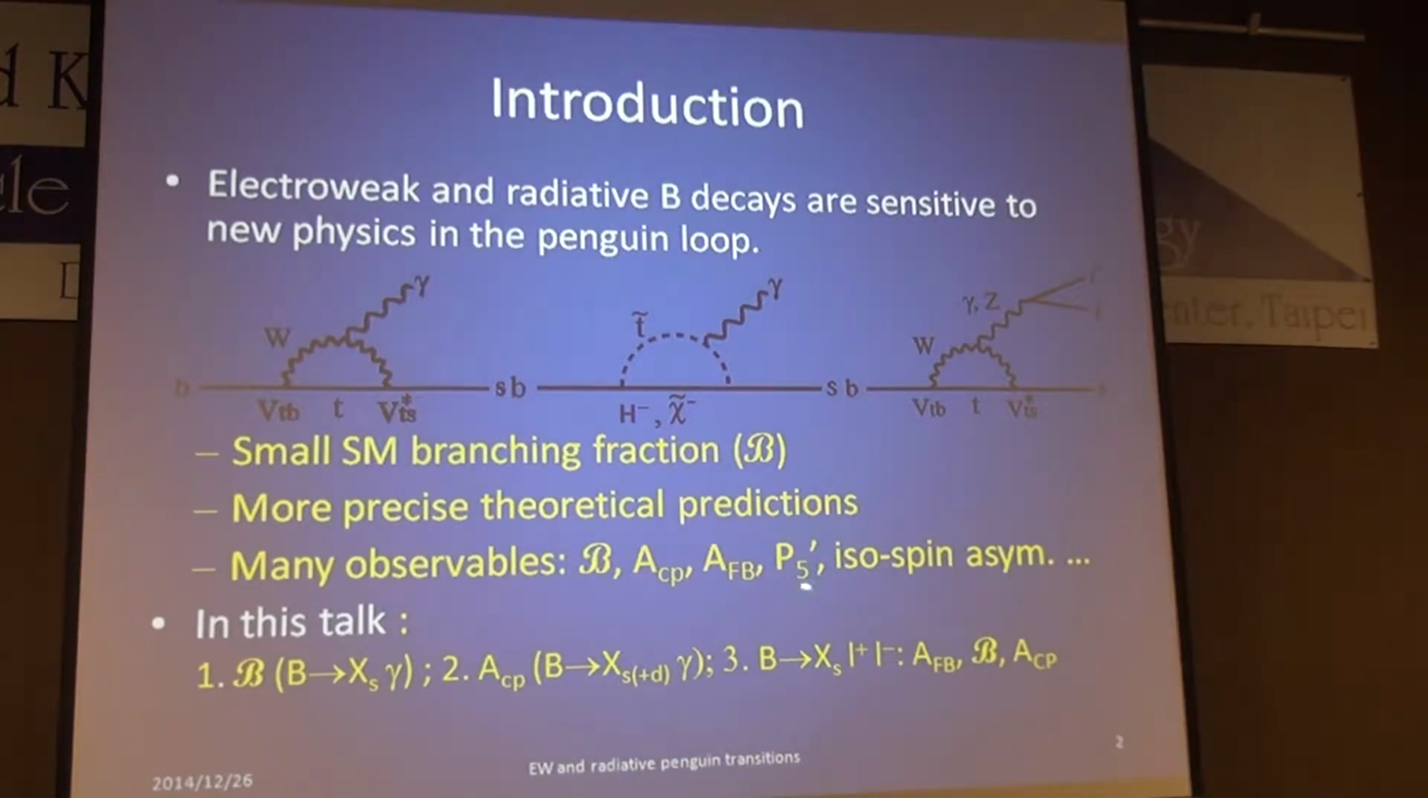And this distribution has been reported by the LHCb collaboration, and they see roughly a 3 sigma deviation from the standard model expectation. So in this talk, I will present the results with all inclusive measurements, such as B to Xs gamma, B to Xs l l. And I'll tell you the reason why later.